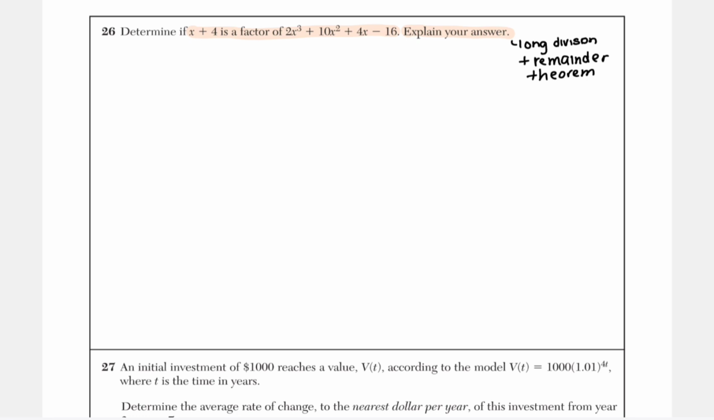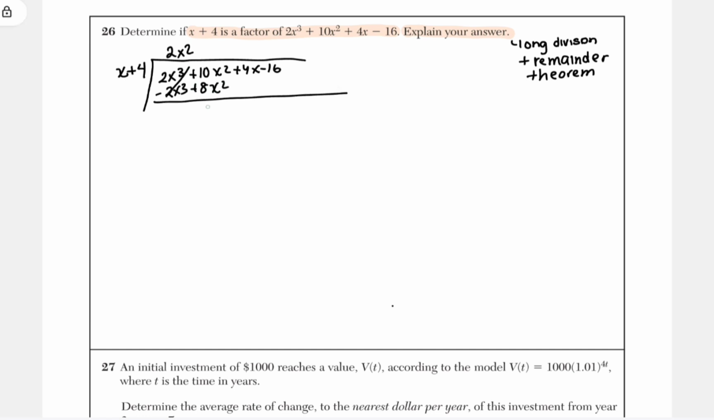So let's test it out. So we have x plus 4, 2x cubed plus 10x squared plus 4x minus 16. What times x plus 4 would give us 2x cubed? Well, 2x squared. So that would be 2x cubed, and then 2x squared times 4 would be 8x squared.